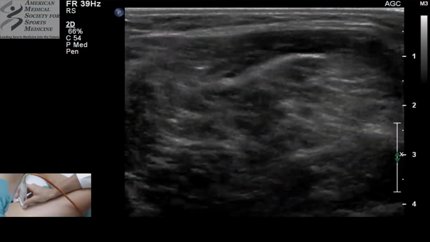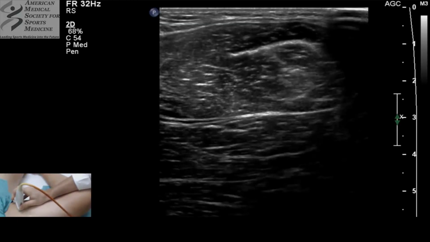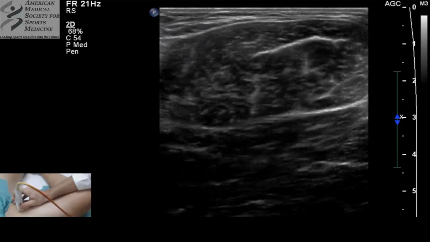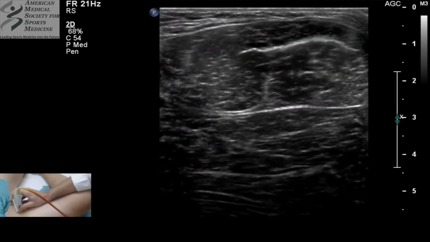I'm going to place the transducer over the medial aspect of my subject's hip. I'm going to increase the depth here. I'm going to increase our focal zones. If we look at this, we're going to see three different layers.